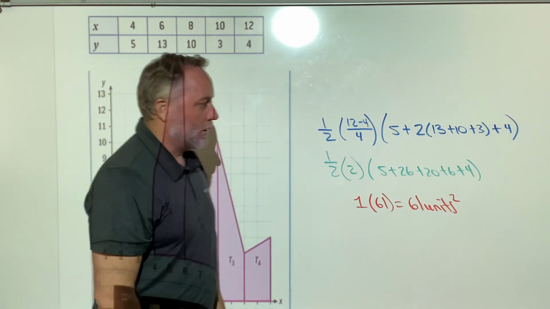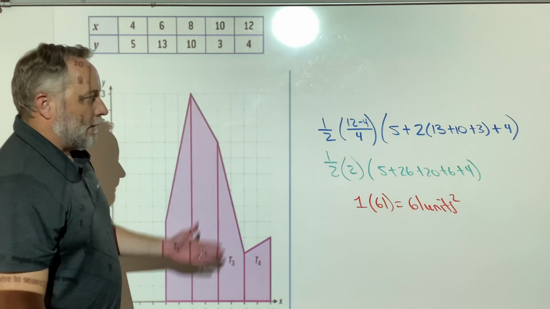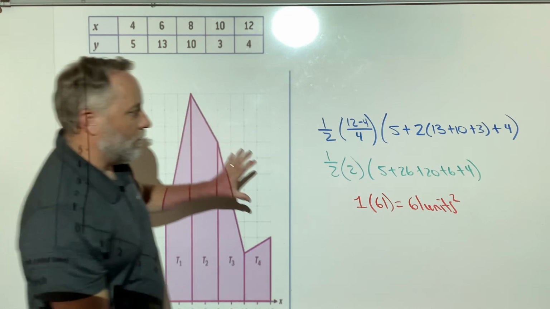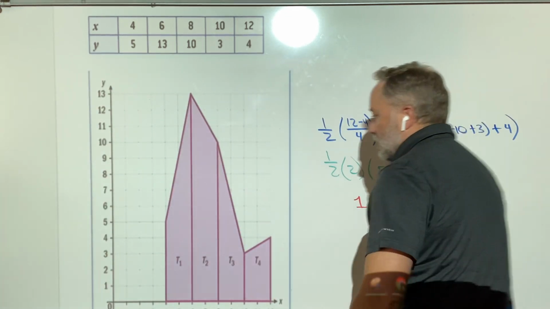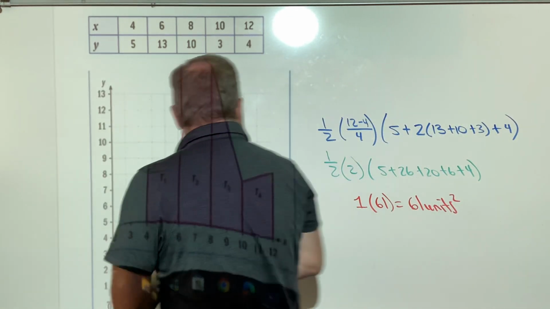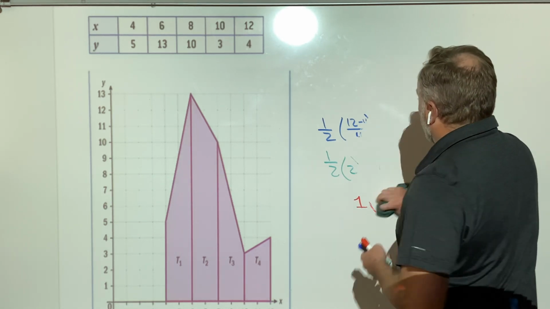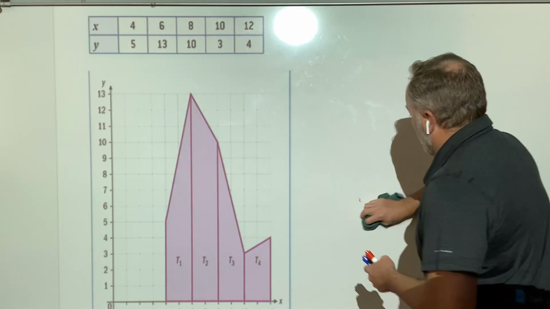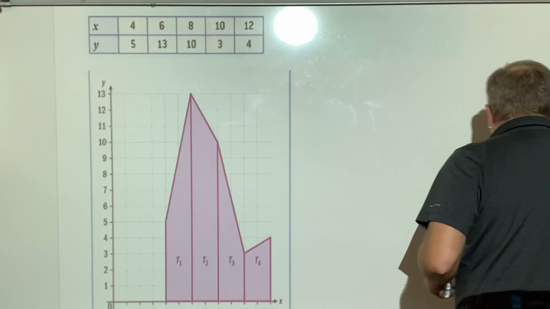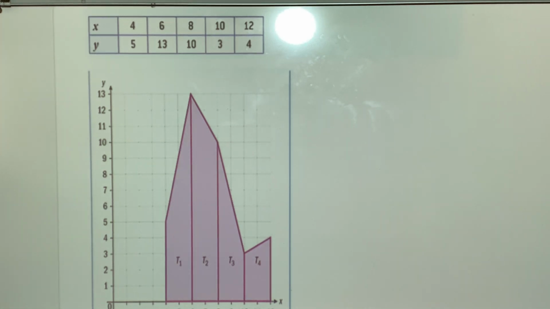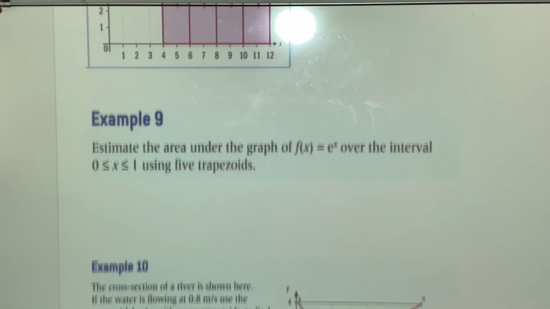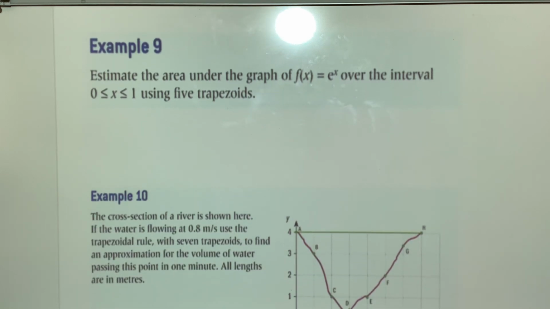61 total units. Okay, so that's the trapezoidal rule, a nice visual way to see it, but let's do it in a few different ways as we go through these examples. So we're just going to apply that particular strategy, that particular rule, to different examples that give us the information in a few different ways.